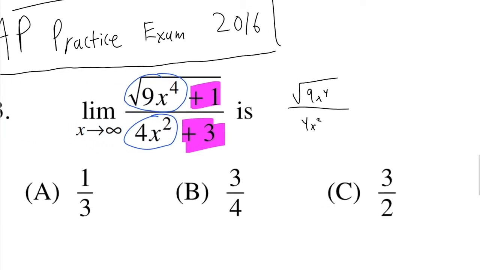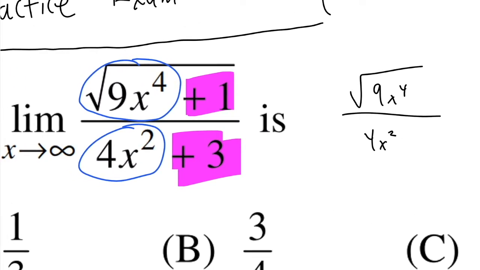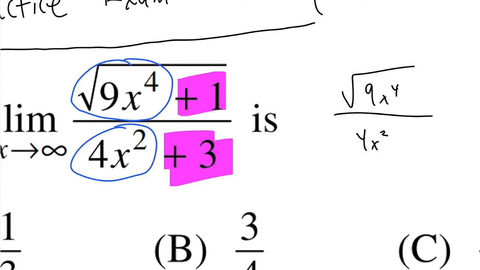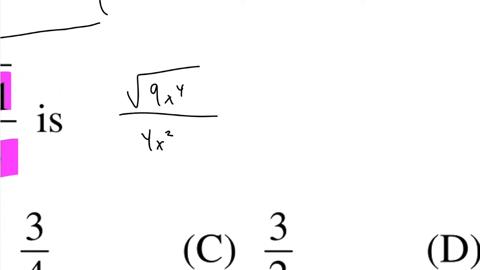The reason why we can forget this plus 1 inside the radical is that this 9x to the fourth is going to overpower that 1 as we get infinitely larger and larger values, to the point where that 1 doesn't really matter anymore. And so let's continue on.